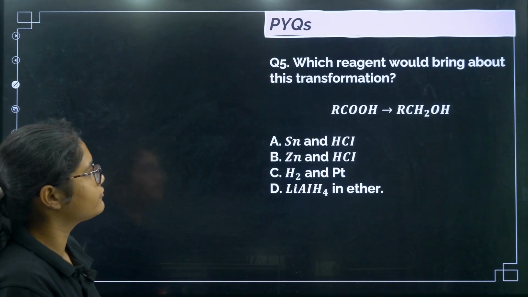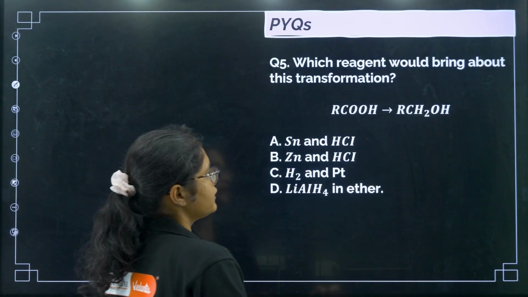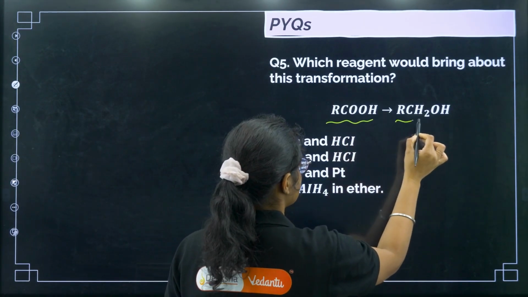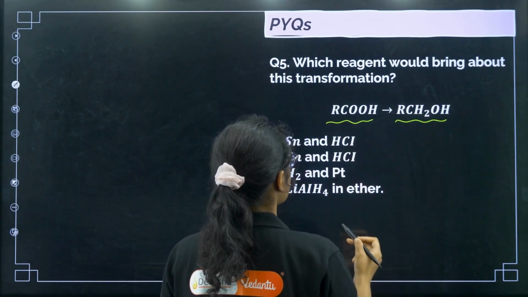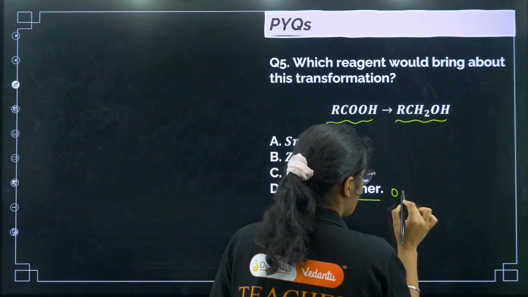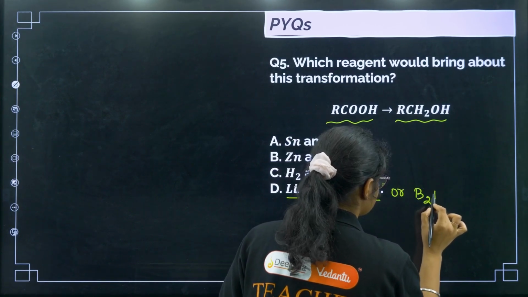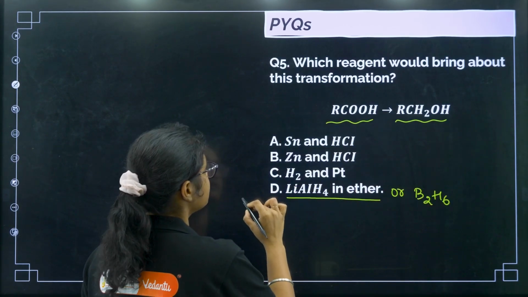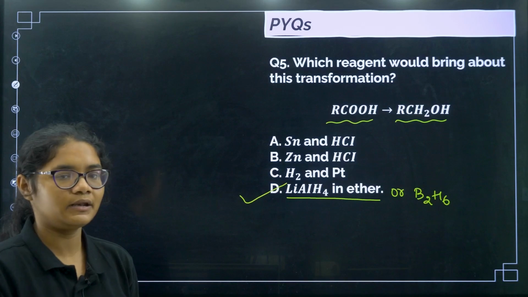Next, which one of the following reagents would bring the following transformation? RCOOH to RCH2OH. Just now we discussed we can do this in the presence of lithium aluminium hydride in ether or in the presence of B2H6. So you can just revise the reagents. The correct answer is option D here.